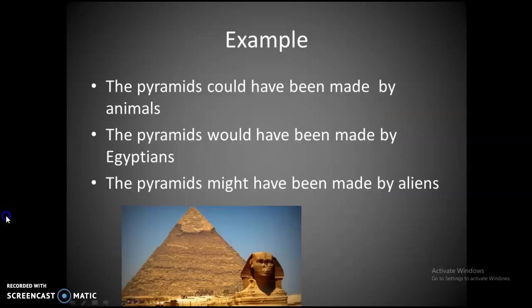Now, we're going to check some examples. The first example says, the pyramids could have been made by animals. The pyramids would have been made by Egyptians. The pyramids might have been made by aliens. So, these are examples about how we can create our deductions.